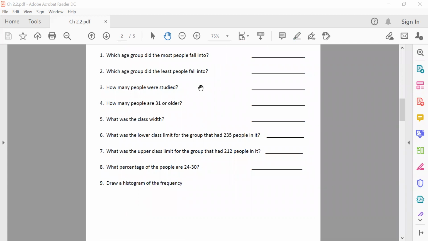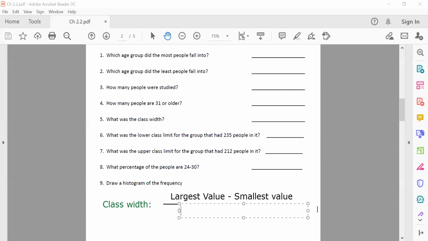The one note I will make that should be useful to you is that in general, the class width is going to be your largest value in the data set minus the smallest value in the data set. And you're going to divide by the number of classes you want. How many classes do you want? Do you want there to be about 8 classes?